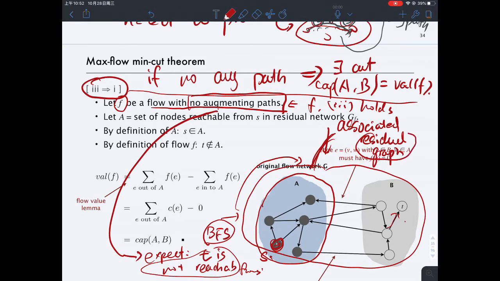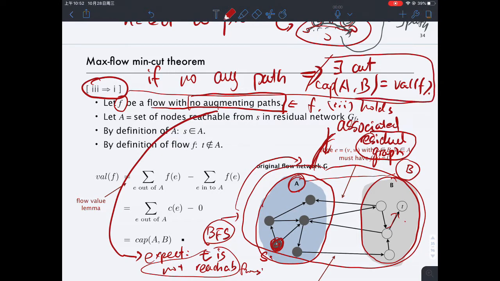We have been talking about the residual graph instead of the original graph. So let's call all the nodes that are reachable from S A. Let's also call all the rest of the nodes B. Now you can see that we are heading towards there. We even managed to find two sets, one called A, the other called B. Our goal is to find the cut A and B such that the capacity of A and B equals the value.